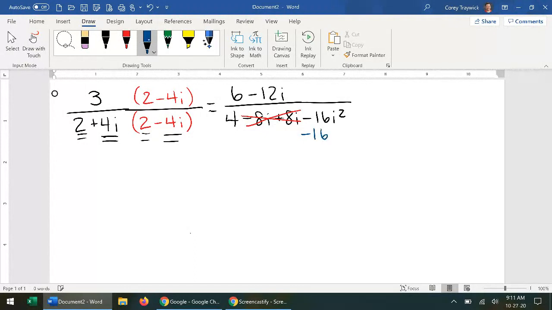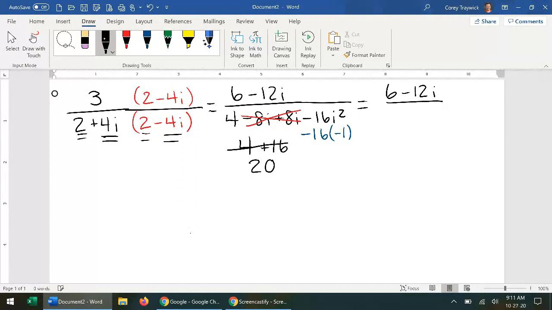The i squared over here is the same as -1. So now all we're left with is 4. Negative 16 times -1 is positive 16. And 4 plus 16 equals 20. So let's bring all of this over here. We have 6 minus 12i over 20.